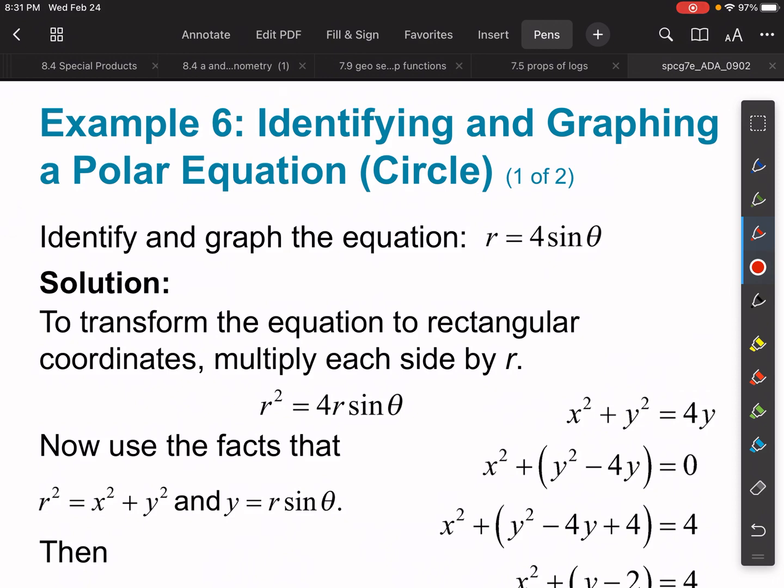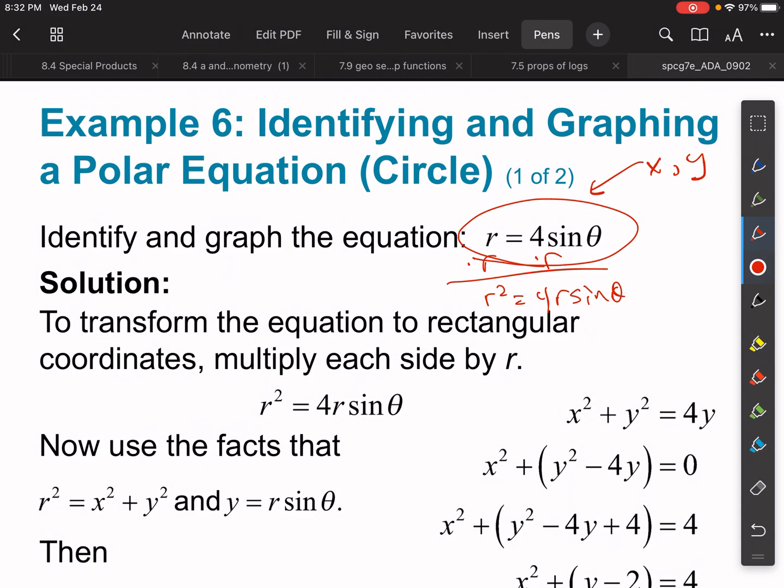So example 6, we are identifying and graphing a polar equation that is a circle. It says identify and graph the equation r is equal to 4 sine of theta. So what we want to do is transform this to rectangular, which means we want this to be in terms of x and y. To get that in terms of x and y, one thing we can do is multiply both sides by r. If I multiply this side by r and this side by r, what I get is r squared is equal to 4r sine of theta.